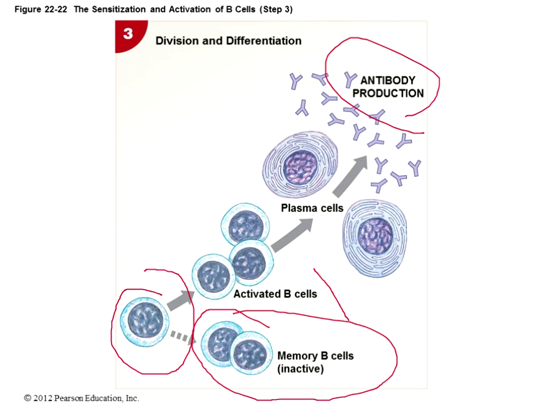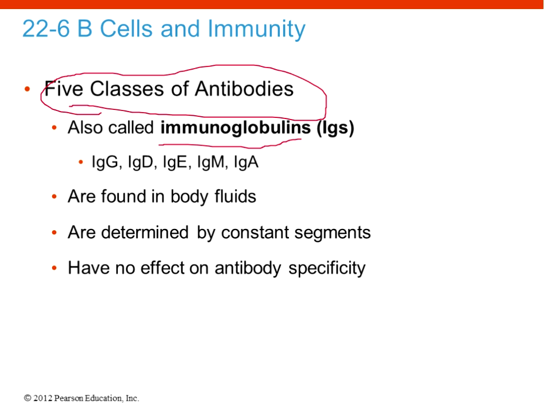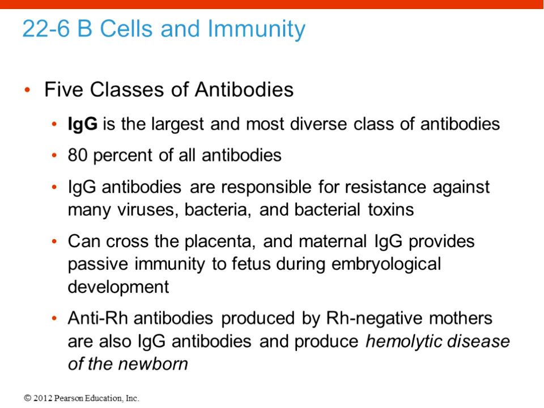Memory B cells are also produced that will remain on reserve to do this same process in the future, right? So that's what we have in this third step. So antibodies are really cool. There are five different primary classes of antibodies, also called immunoglobulins, and they go by IgG, IgD, IgE, IgM, IgA. They're found in body fluids, and these are the ones that actually will target different pathogens and other things, antigens that enter our system.